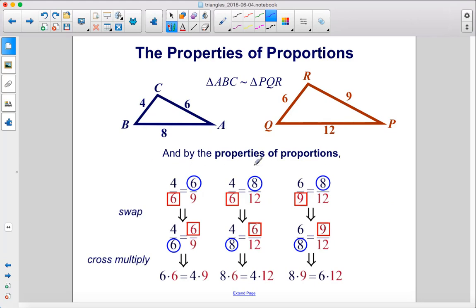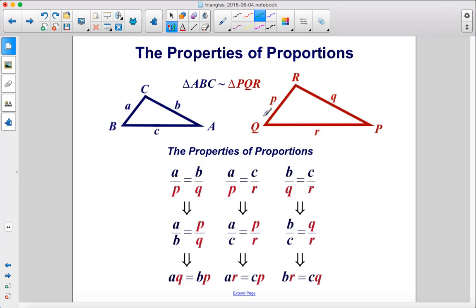And by the properties of proportions, we can switch some of these numbers around. We can swap them out. So 4 over 6 equals 6 over 9 can also be written as 4 over 6 equals 6 over 9. So we've swapped these two 6's, which is not very obvious in this case, but if we move over, 4 over 6 equals 8 over 12, you can swap this 8 and this 6, and that becomes 4 over 8 equals 6 over 12. And here, 6 over 9 equals 8 over 12. Swap those two, we get 6 over 8 equals 9 over 12. And you can go on and cross multiply them out.